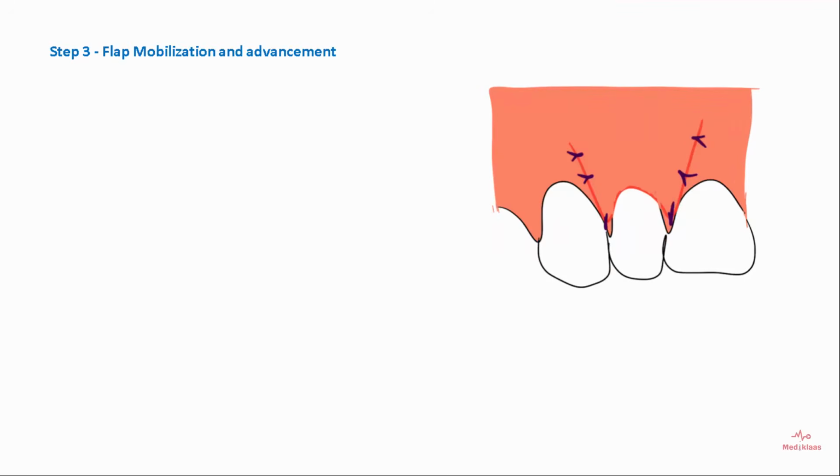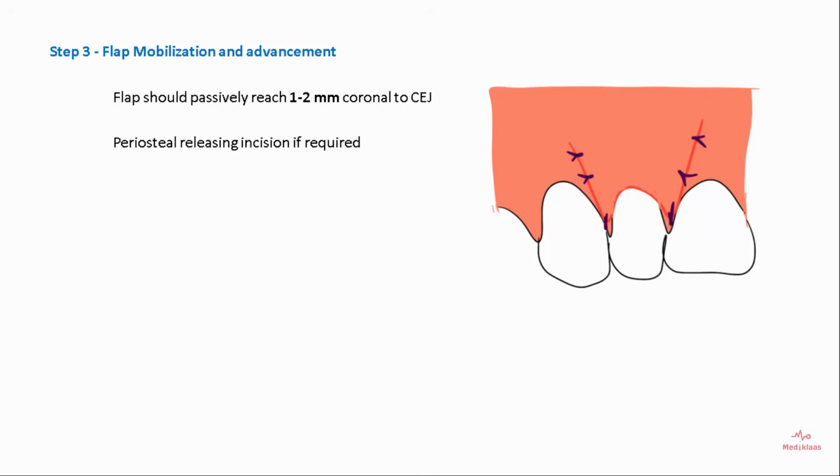Third step involves flap mobilization and advancement. Here, the flap should passively reach 1 to 2 mm coronal to the cemento-enamel junction. Periosteal releasing incision can be performed if required to advance the flap. No tension at final flap position should be present. The key principle here is a tension-free flap results in long-term success of coronally advanced flap.